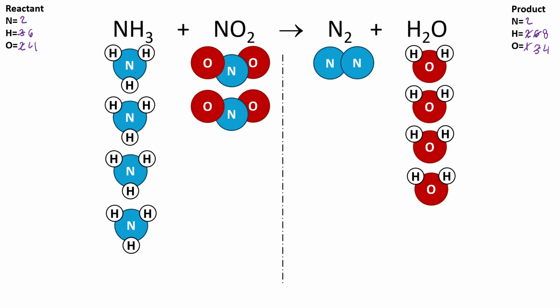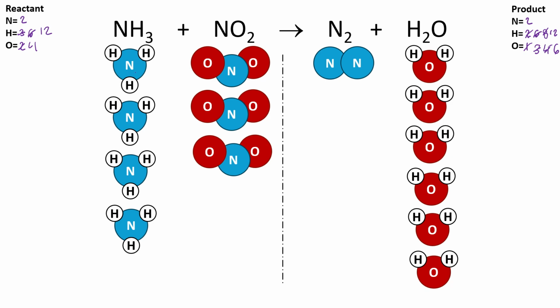So now I have 12 hydrogens on my reactant side, so that means I'm going to have to add more water on my product side. So 2 more water molecules, that gives me 12 hydrogens, and now my oxygens is going to be 6. Well, I only have 4 on my reactant side, so I'm just going to add another NO2, that gives me 6. Okay, so if I'm looking at this right now, my hydrogens are balanced, 12 apiece, my oxygens are balanced, 6 apiece. Now I'm going to be looking at my nitrogens.